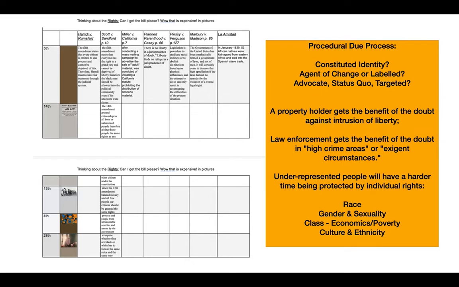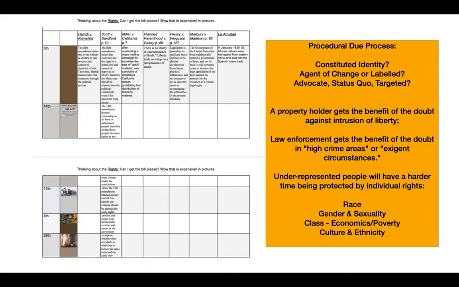And so you also want to think, is this person or this situation an agent of change, or are they being labeled? The person in Marbury versus Madison has much more strength or agency than the people in Planned Parenthood versus Casey, where they're being targeted. Same thing with the Miller case. That's going to make a difference in procedural due process. Things are going to be applied differently to different people based on their constituted identity, whether they're seen as an agent of change or as a label.